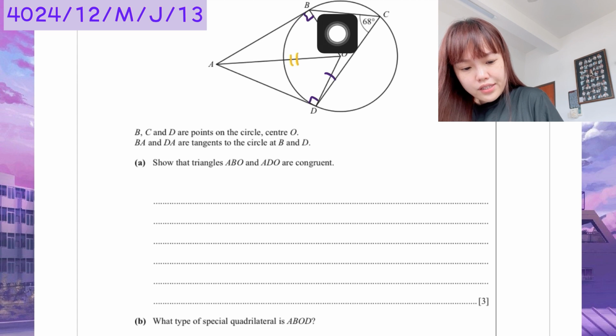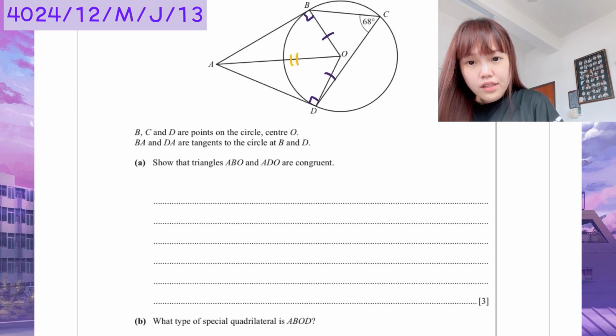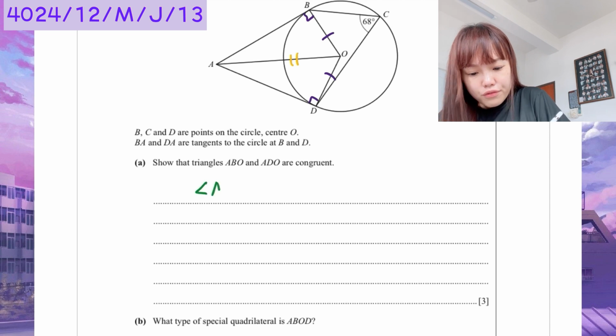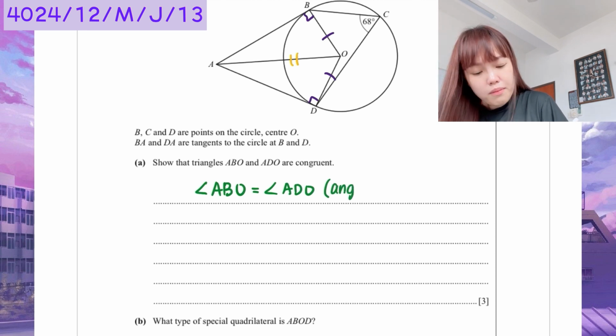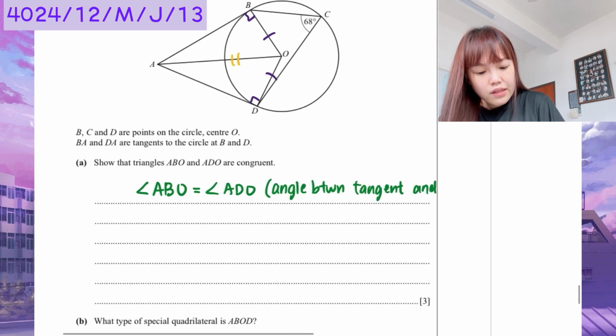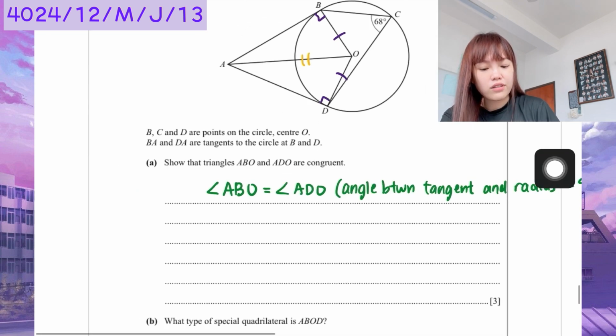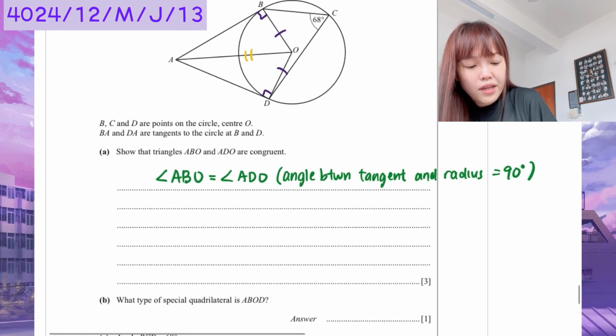So first, you can talk about this angle first. So the angle ABO is equal to angle ADO, because the angle between the tangent and radius is 90 degrees. Oh, mine is out of the line already. You write it smaller. Writing on the screen is a bit harder.